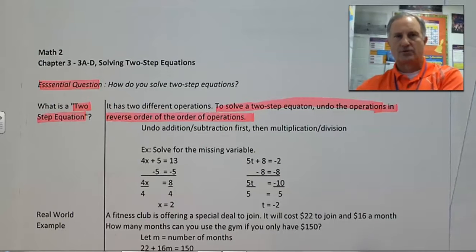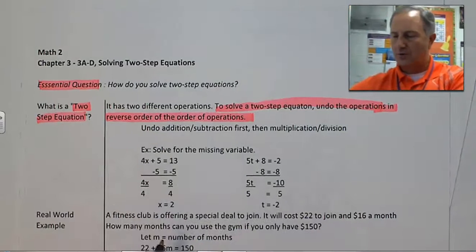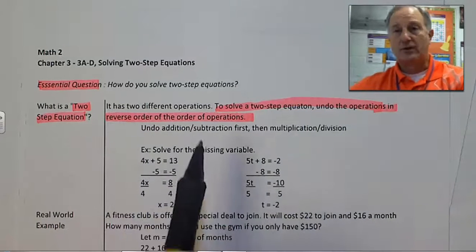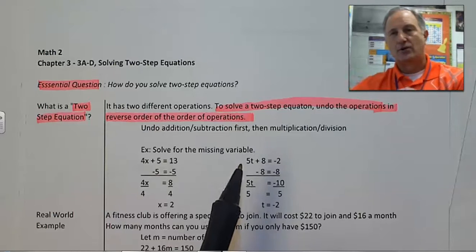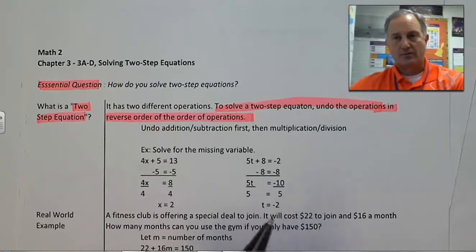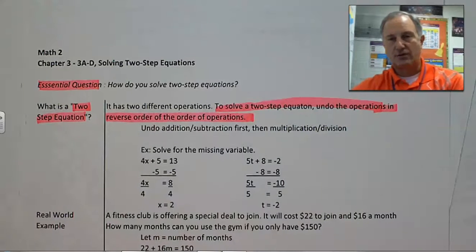All right, chapter 3-3A through D, solving two-step equations. Okay, so our essential question here is, how do you solve a two-step equation? A two-step equation is a two-step equation because you're having to do two different operations. You may have to do an addition or subtraction problem, and then still have a multiplication or division problem left to solve. What it also is, it's a combination of the two things we just did.